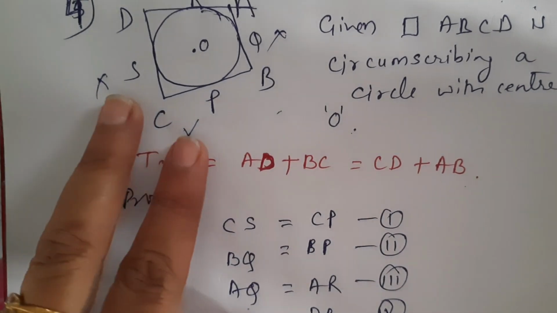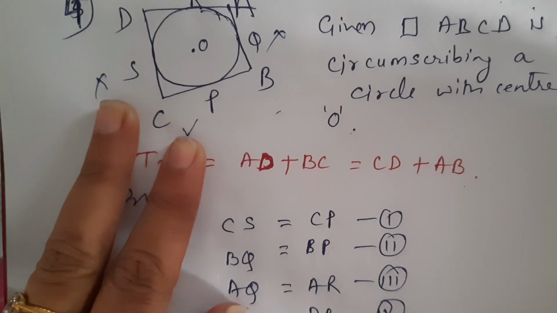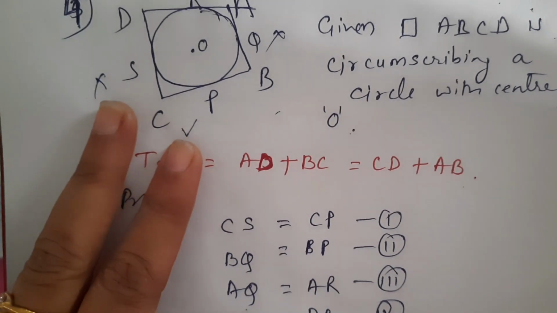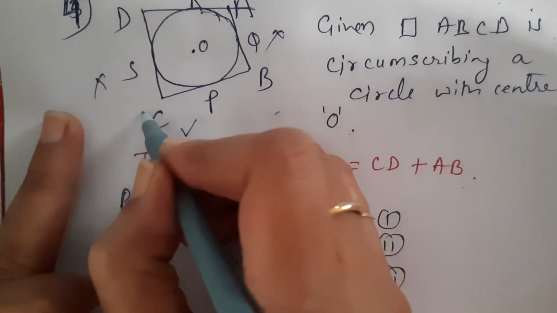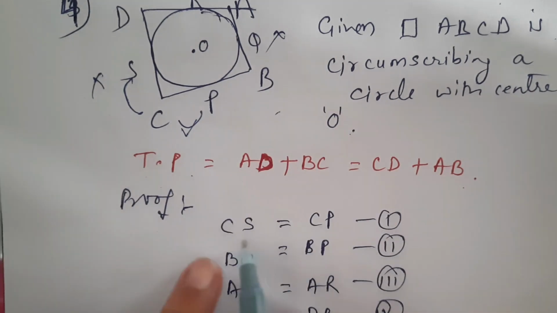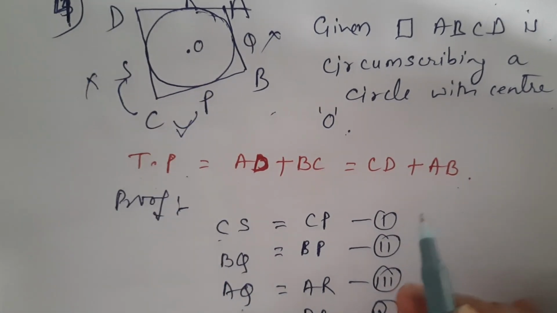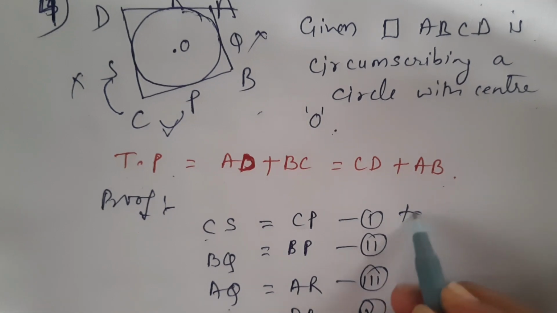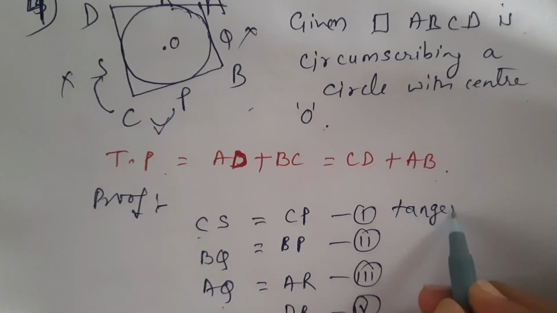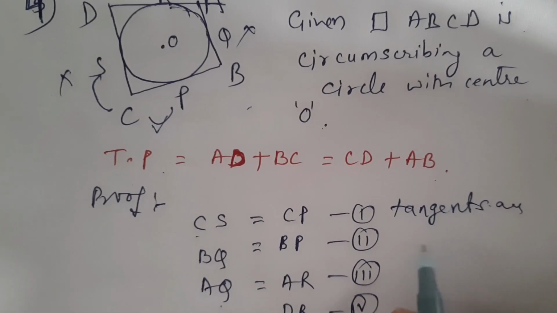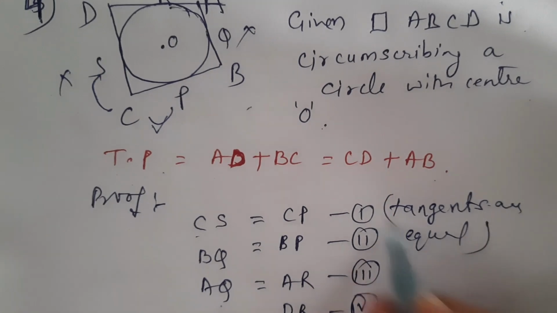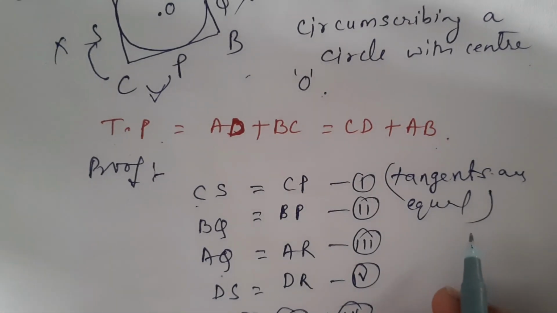Here I'm starting from this corner. You can start from any corner. So how to remember it? Suppose I'm starting from here. I'll make CS equal to CP. How did we get this? Tangents are equal from an external point. So this property we need to write from any external point.